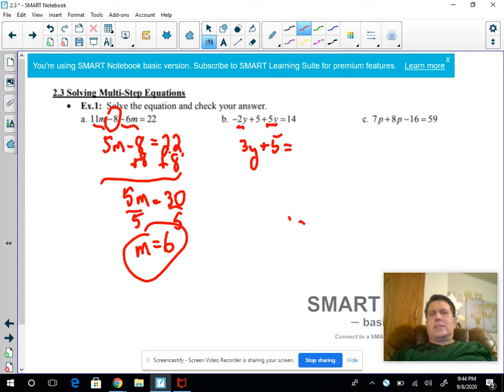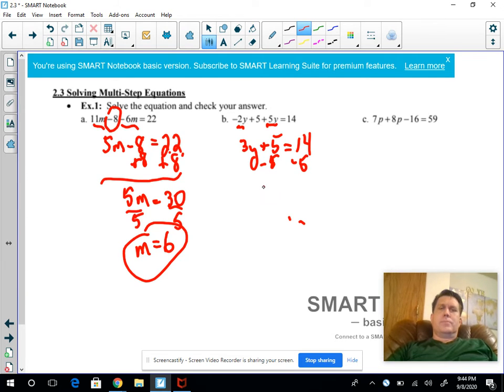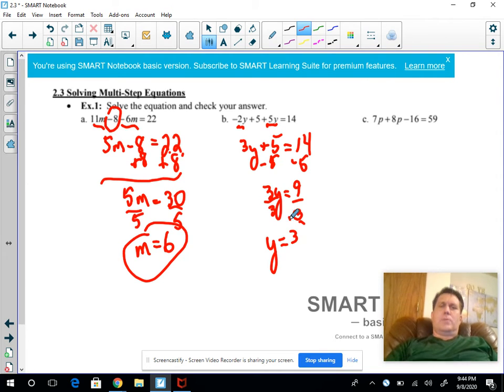So all that stuff was on the left side. We didn't move anything to another side. We didn't subtract. We didn't divide, do anything like that. And we have that all equals 14. Now we're going to start to shift things from side to side. We're going to eliminate the 5. We're going to subtract 5. 3y equals 9. We're going to divide by 3. Y equals 3.